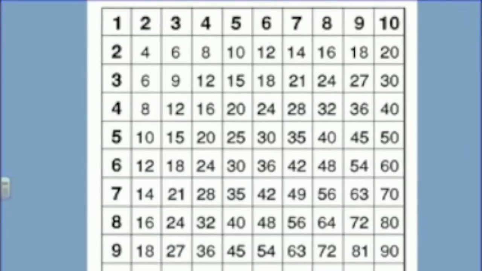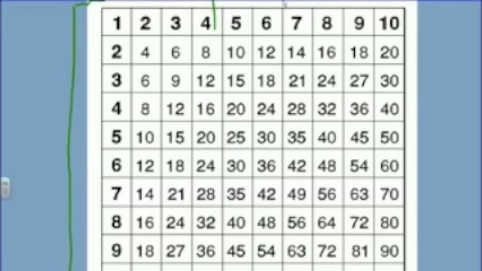This is the multiplication table. How do you use it? Well, we're going to explain. You can multiply a number from the most left column to one in the top row.